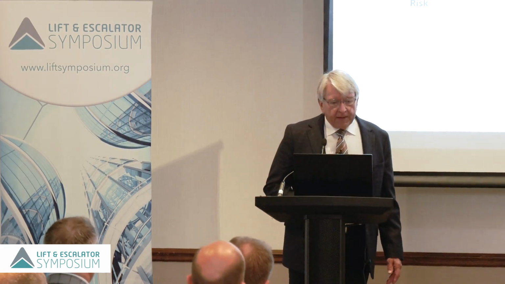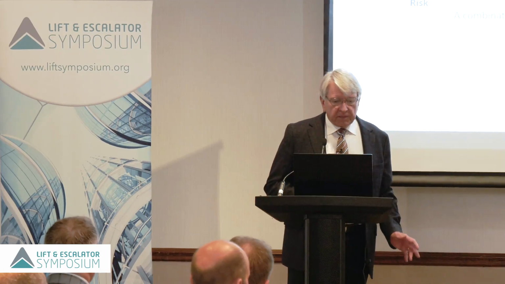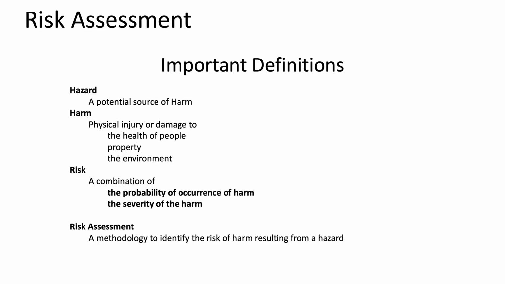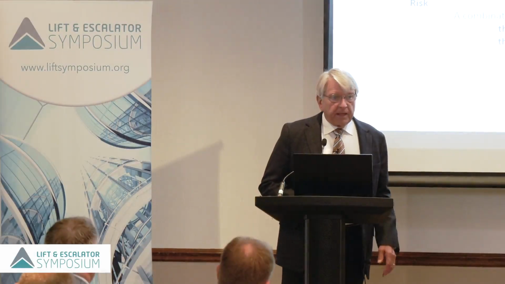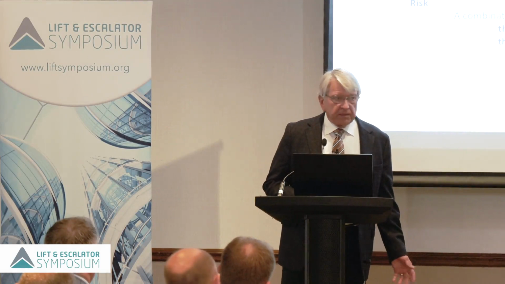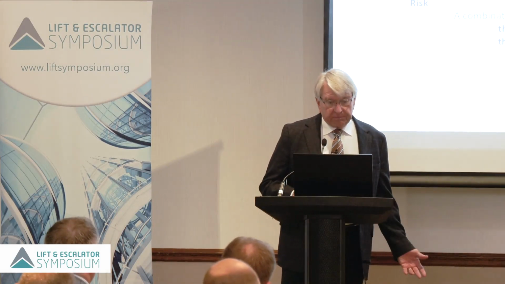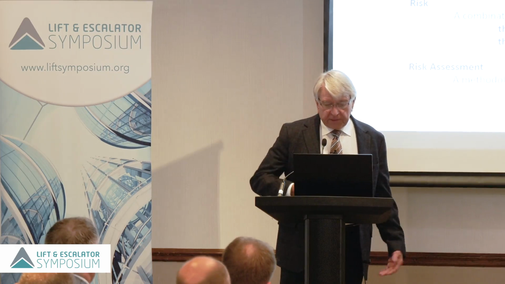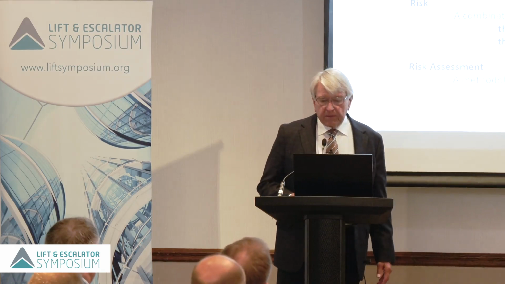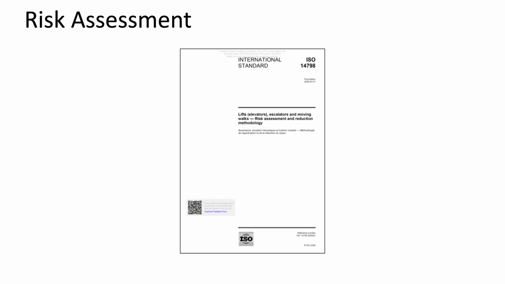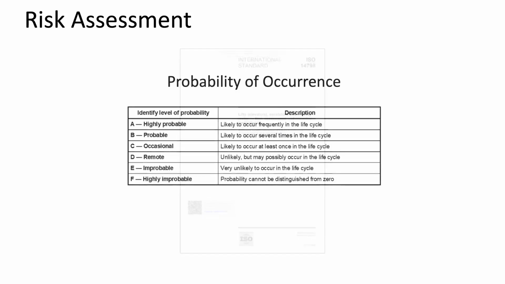And then risk is a combination of the probability of the occurrence of harm and the severity of harm. And when you're doing a formal risk assessment, you end up using the method that's recommended in the ISO standard, you end up quantifying both of these and come up with a matrix that quantifies them. So this is the matrix or the table for probability of occurrence. And you see something that's highly probable is likely to happen frequently in the life cycle.